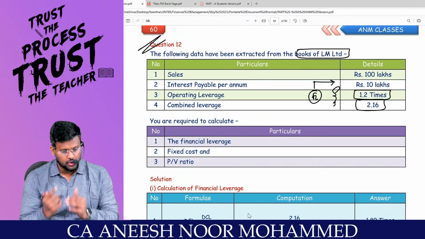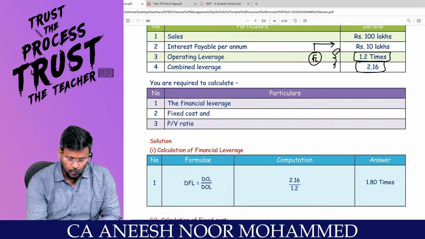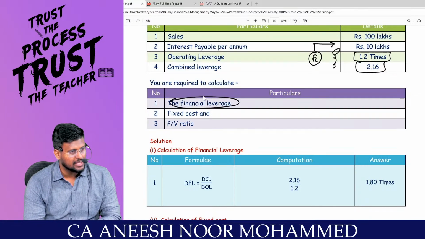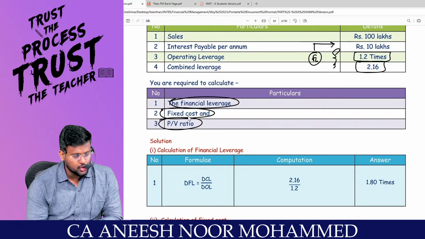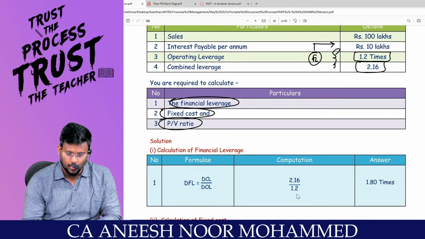We will get the contribution. We can fill the balance. What they want, you are required to calculate the financial leverage. We can easily calculate. Fixed cost will be a balancing figure. Profit volume ratio, contribution divided by sales into 100. Are you really with me?